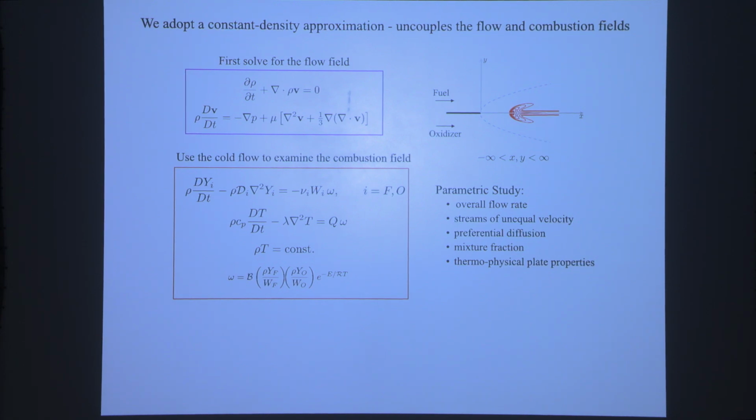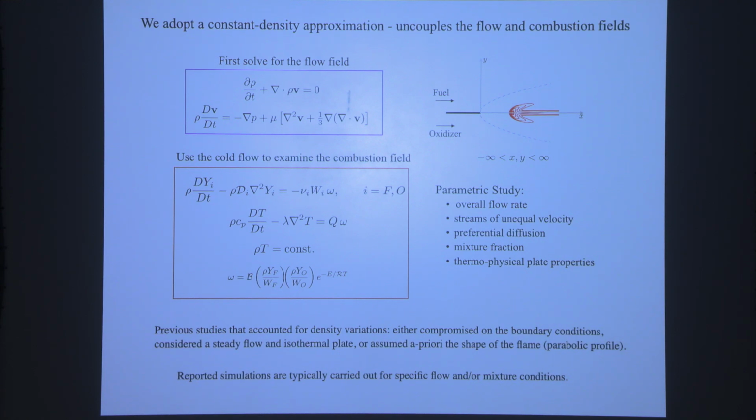And I will be interested in discussing some aspects of this, like what's the effect of the overall flow rate on the flame, different velocities in the two streams, preferential diffusion of the different species, different from each other, and so on.